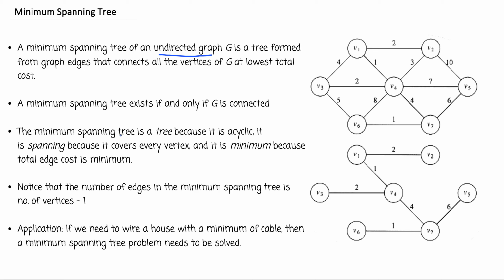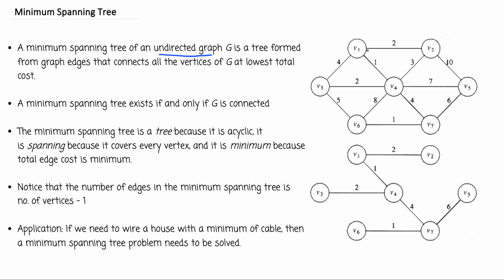The minimum spanning tree is a tree because it is acyclic, because in a tree we will not have any cycles or loops, and it is spanning because it covers every vertex, because we will have to cover all the vertices of the graph, and it is minimum because the total edge cost is minimum. So these points justify the name of the structure, that is, minimum spanning tree. And notice that the number of edges in the minimum spanning tree is the number of vertices minus 1.